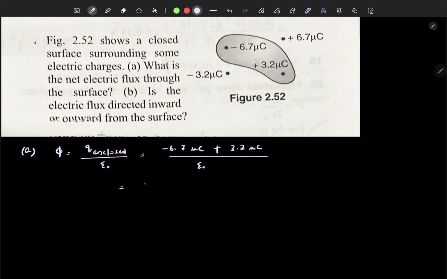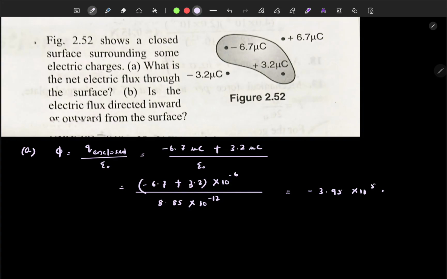We can take micro common. So minus 6.7 plus 3.2, into micro means 10 to the power minus 6 coulomb, divided by epsilon naught. Epsilon naught means 8.85 into 10 to the power minus 12. After solving you will get minus 3.95 into 10 to the power 5 Newton meter square per coulomb. This is the answer.